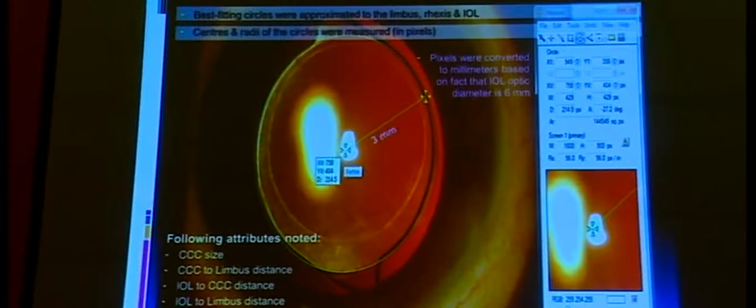Tilt was assessed by measuring the internal coma. And how did we look at centration? We took the Purkinje reflex of the IOL. This is imaging software we use. We looked at best fitting circles for the limbus, for the capsulorhexis edge, and for the IOL optic, assuming that these pixels were converted to millimeters based on the fact that the IOL optic diameter is around 6 millimeters. And we looked at the CCC size, CCC to limbus distance, IOL to CCC distance, and IOL to limbus distance.